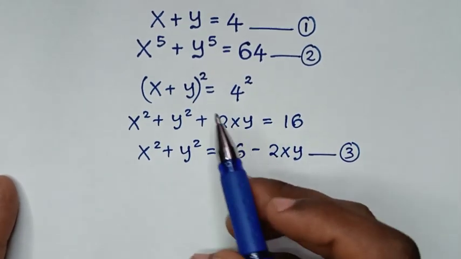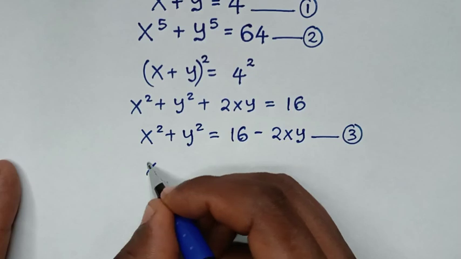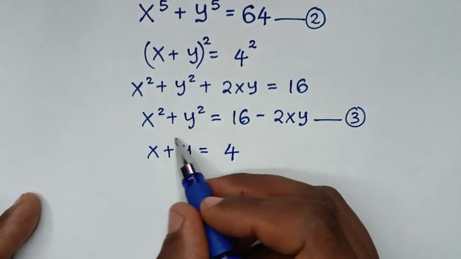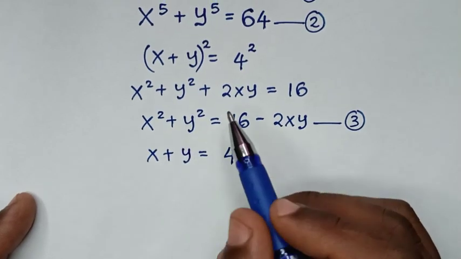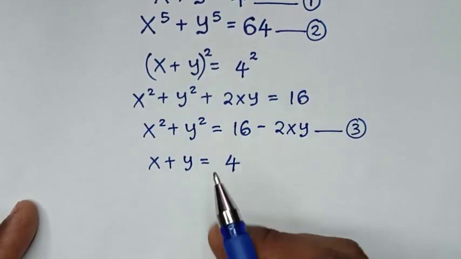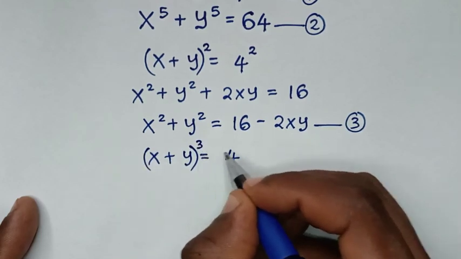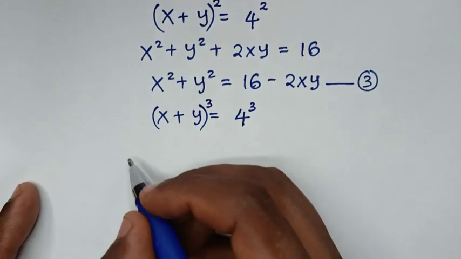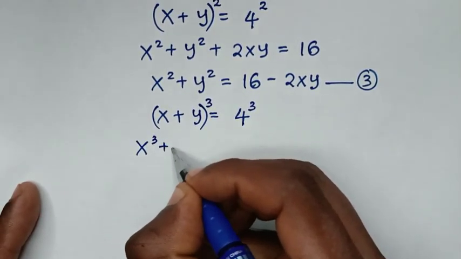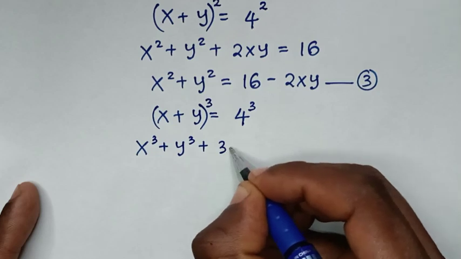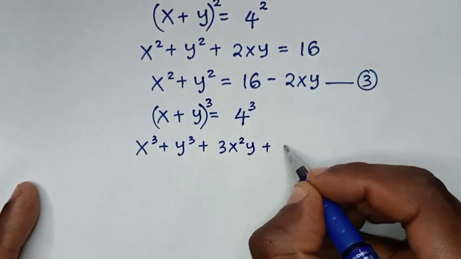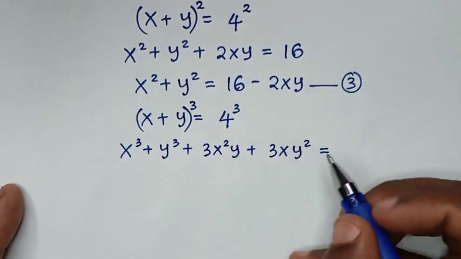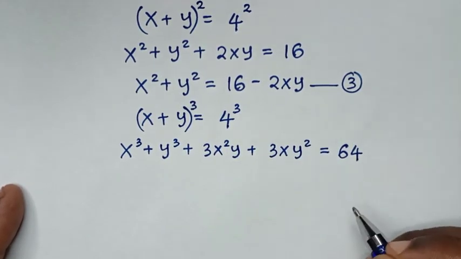Then in the next step, again from equation 1, which is x plus y is equal to 4, in this step we'll power by 3 on both sides, whereas in the first step we powered by 2 on both sides. So the cube of x plus y is x power 3 plus y power 3 plus 3x square y plus 3xy square is equal to 4 power 3, which is 64.